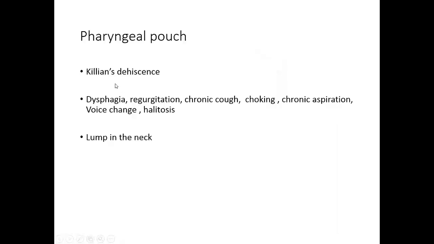So a pharyngeal pouch occurs through a weakness in the inferior constrictor muscle called Killian's dehiscence. The symptoms would be chronic dysphagia, regurgitation of whole food, chronic cough, choking, chronic aspiration, voice changes, and even bad breath, halitosis. They might also feel a lump in the neck soon after a meal, and they can manually empty that lump, and they might feel a gurgly noise in the throat when they do that.